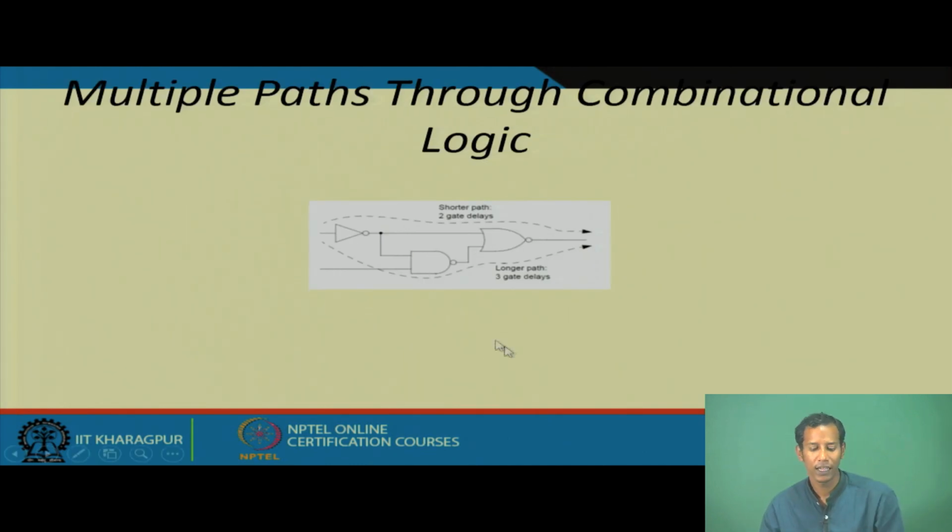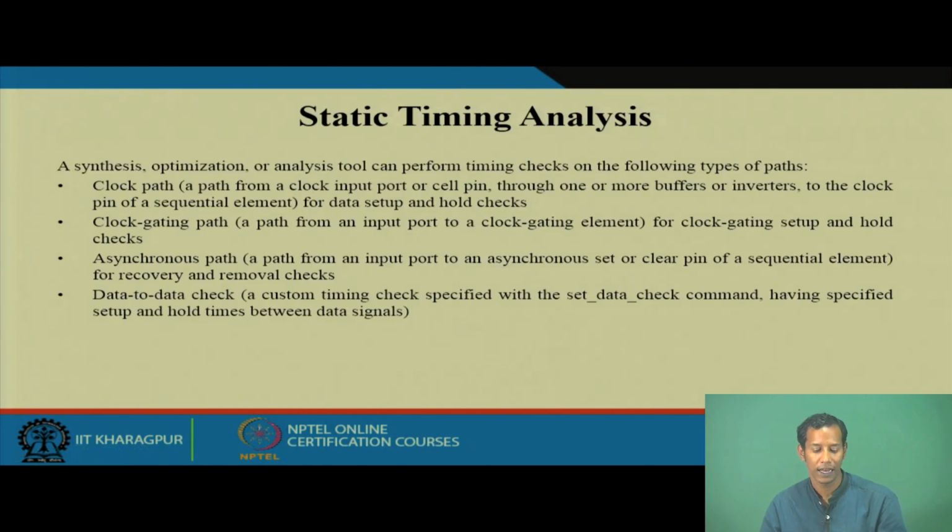Okay. So, then again suppose you consider one combinational circuit like this, where we have two different paths from input to output. Here, if you consider one path going from this to this, you have a shorter path which is only 2 gate delays, but in this particular path you have a longer path with 3 gate delays. So, why consider this?